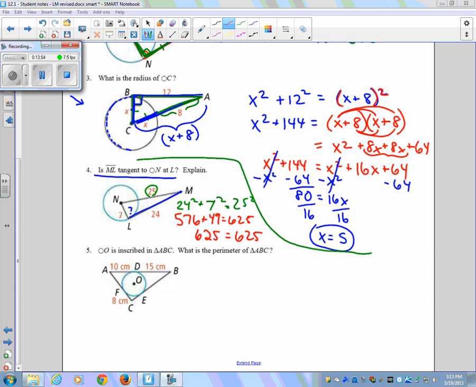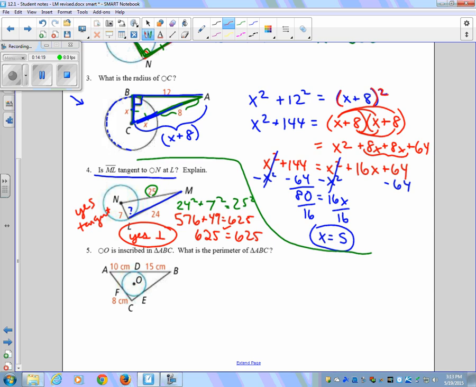Okay, hopefully you tried that on your own and you got that 576 plus 49 is in fact 625, which is 25 squared. So yes, it's a right angle. So it's perpendicular, therefore it's tangent. If it's a right angle, it has to be tangent.